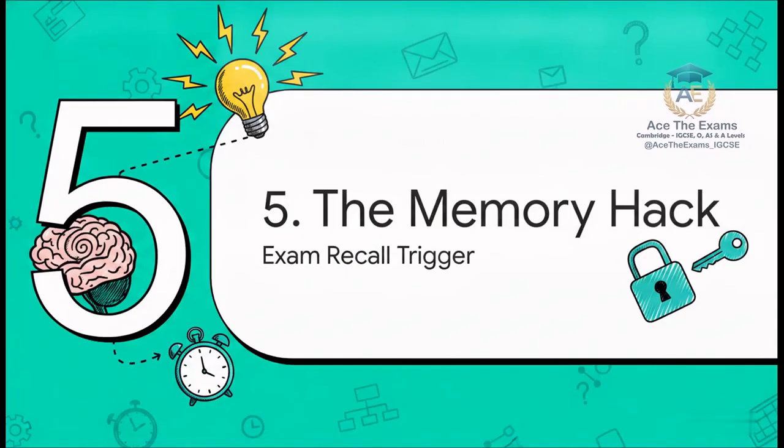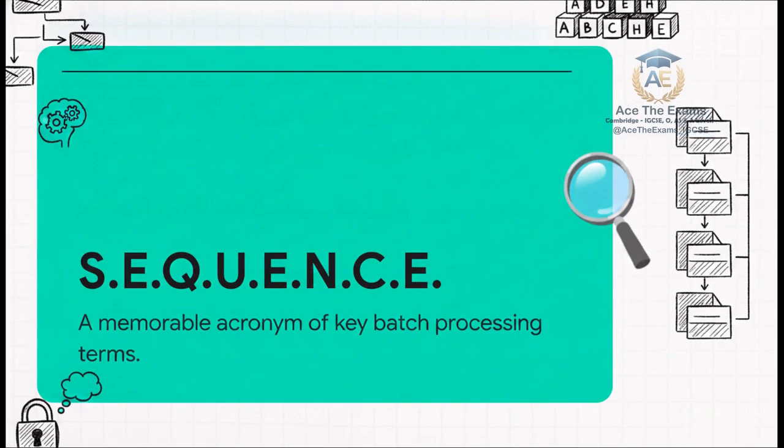All right, we've made it to section 5, the memory hack. Look, I know that in the pressure of the exam hall, when that clock is ticking down and your adrenaline is spiking, relying on sheer willpower to remember complex theoretical architecture just won't cut it. You need a mental trigger. You need to create your own memorable acronym using the first letters of key batch processing terms. Let's build the ultimate one together right now.